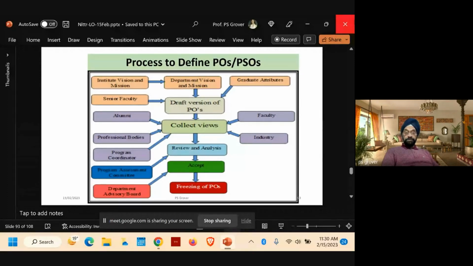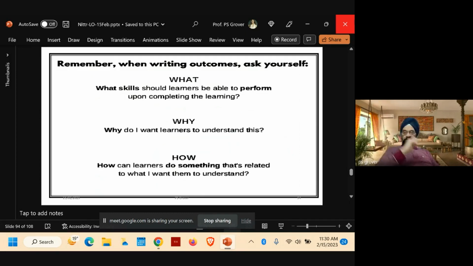The process-defined POs that we have from the Institute Vision and Mission, Department Vision and Mission, input from the faculty members, alumni, and so on. So remember, when writing outcomes, ask yourself what skills learners should be able to perform upon completing the learning. Why should I want the learner to understand this? Please see it, ours is an outcome-based education system. This is student-centric. The faculty is responsible for asking: when am I doing this? How can the learner do something that is related to what I want them to understand?